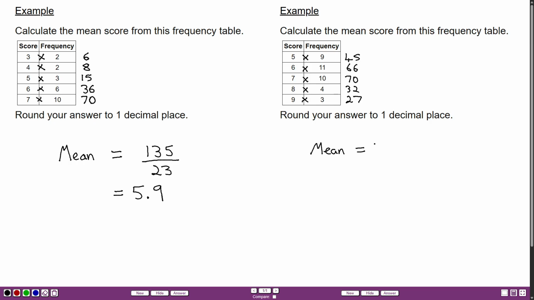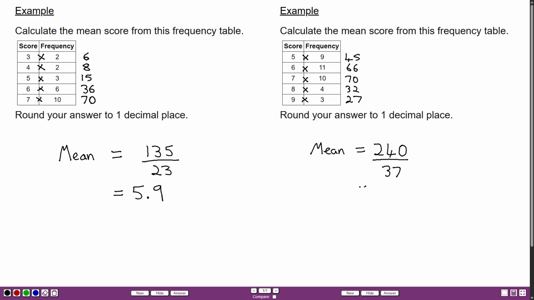That comes out to be 240. So the total score from everyone added together is 240. And then how many people were there? Well, we need to do 9, add 11, add 10, add 4, add 3. And that comes out to be 37.